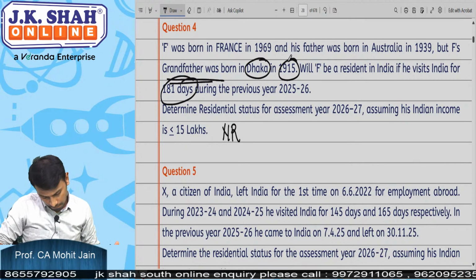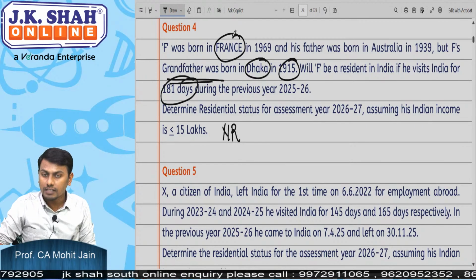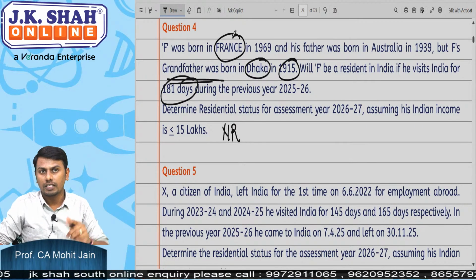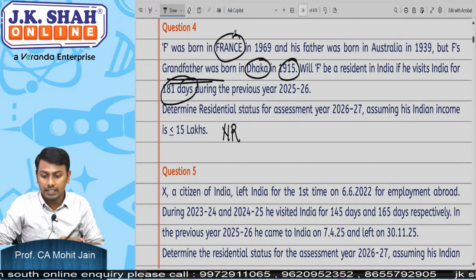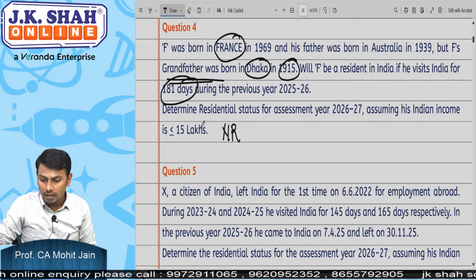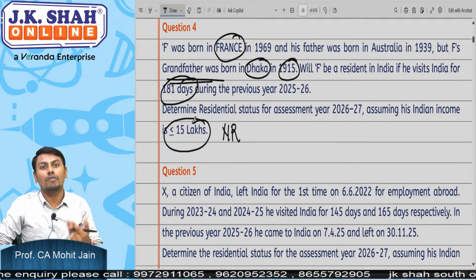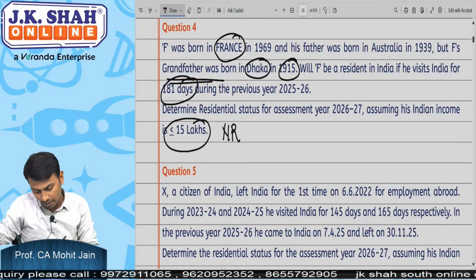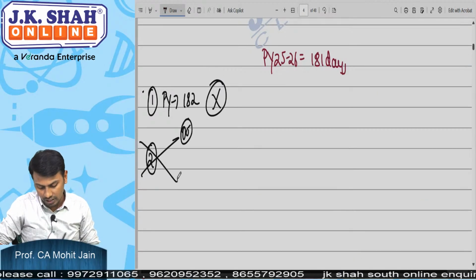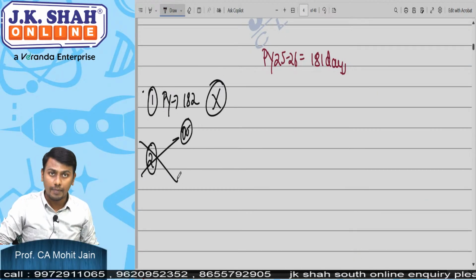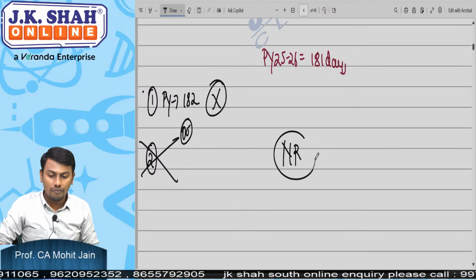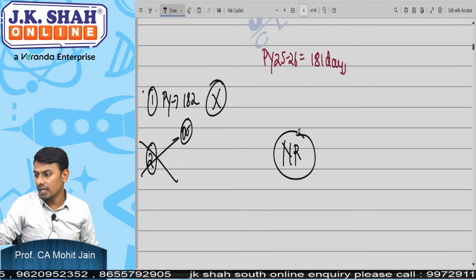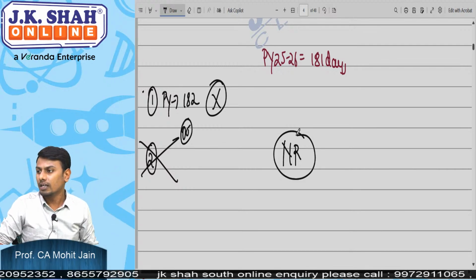Where is F staying? F is staying in France. So a person of Indian origin staying outside India and coming to India for a visit. And what is his Indian income? Less than or equal to 15 lakhs. So basic condition number 2 is not applicable, and basic condition number 1 we did not satisfy. So Mr. F is non-resident, which everyone got the same answer.